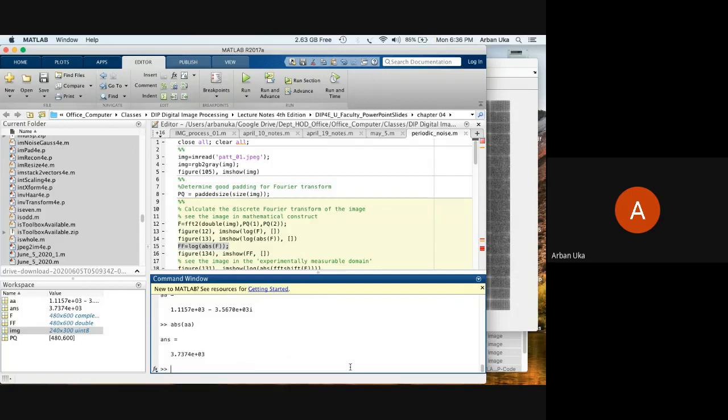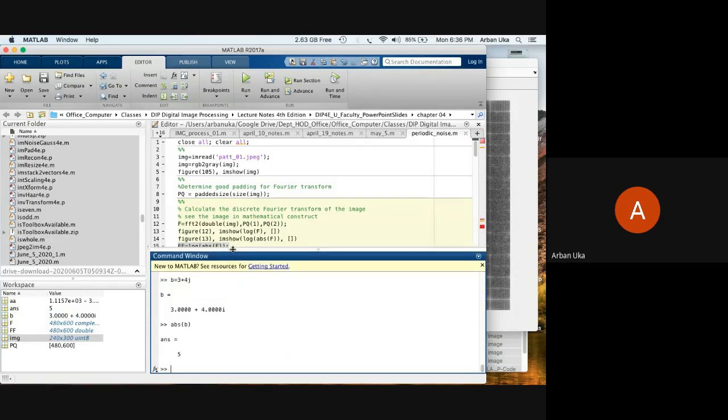The absolute value of this AA is something like the real part squared plus the imaginary part squared, all under a square root. Or let's have b equal to 3 plus 4j. This is a complex number. Let's see what the absolute value of b is. So we get 5. Okay, so that's what they are.